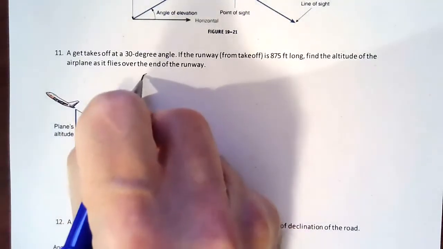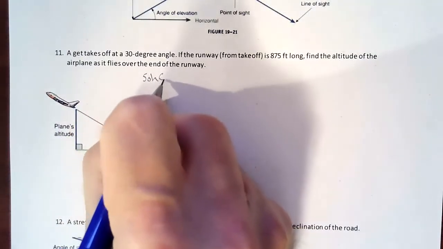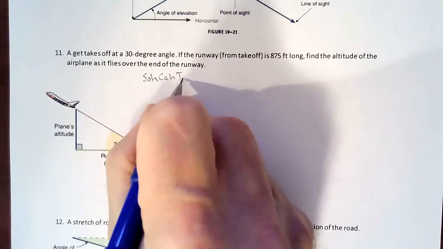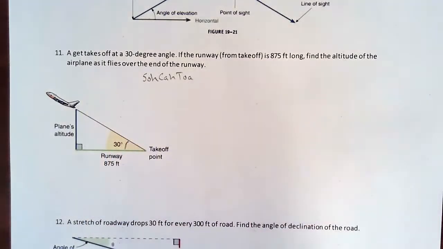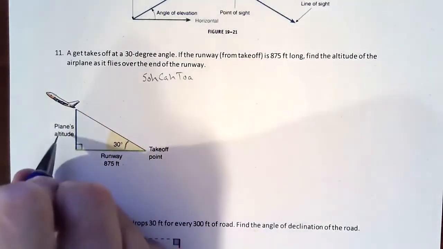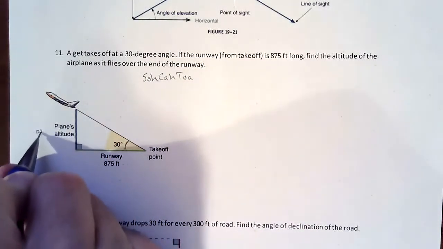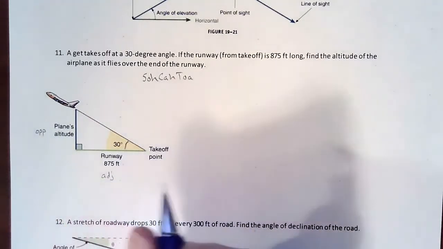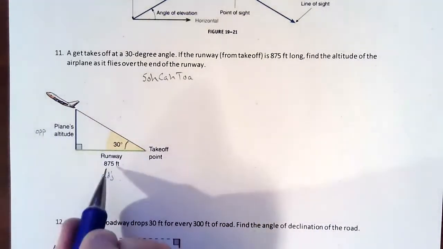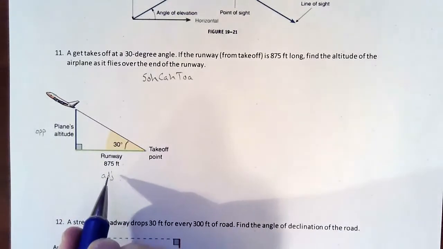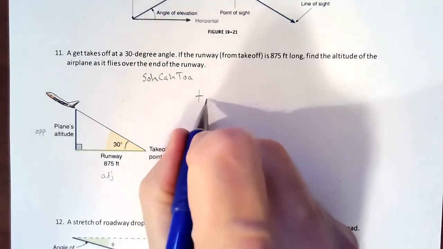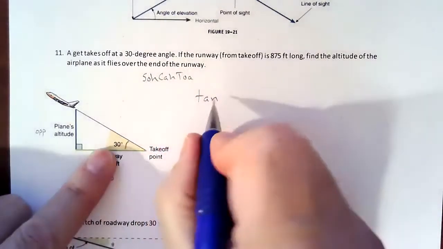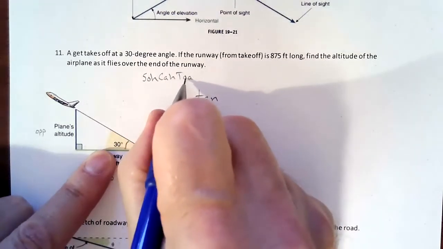So this is a SOHCAHTOA type of situation, right? You've got angles and you've got sides going on, so you're going to use trig. This is the side opposite the angle, and this is the side adjacent to the angle. So if you have opposite and adjacent, or you're looking for something within those two, you are going to be using tangent to solve it. Tangent is opposite over adjacent.